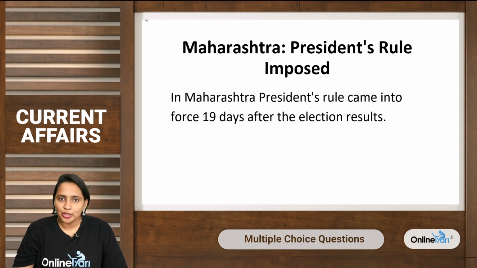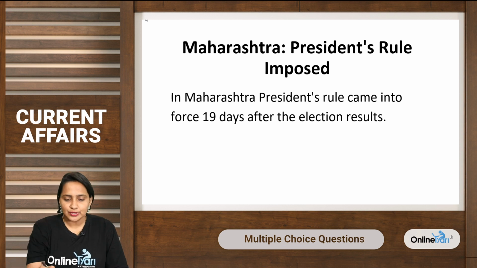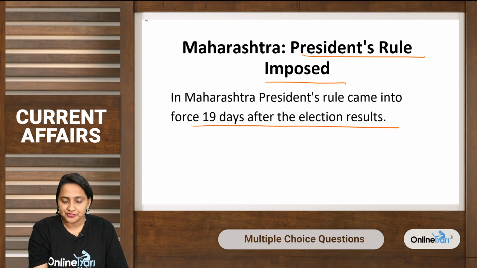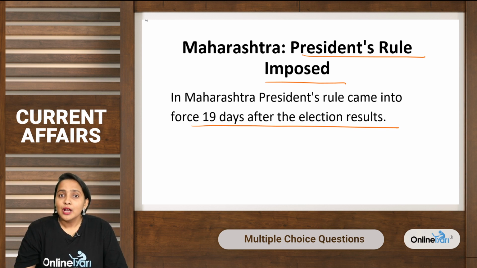Let's see the most important news for the day. First news is on President's rule, which was imposed in the state of Maharashtra. In Maharashtra, 19 days after the election results, President's rule is imposed. Governor Bhagat Singh Koshyari had invited three major parties of the state, which are BJP, Shiv Sena and NCP, to form the government, but no party could muster the required strength to form the government.